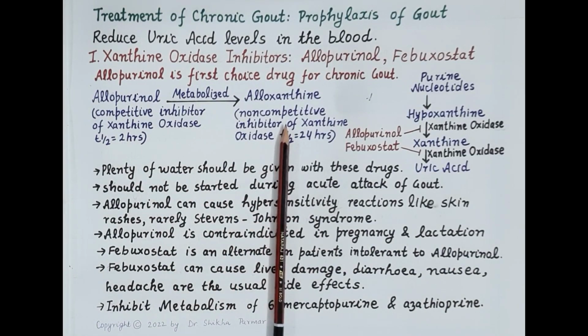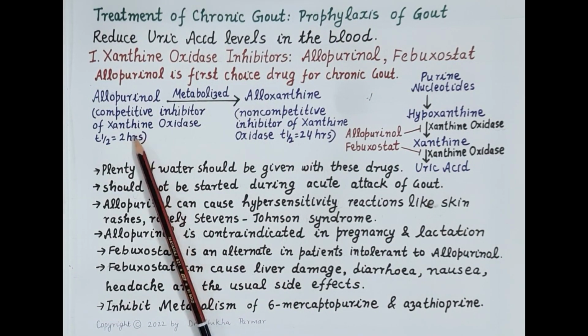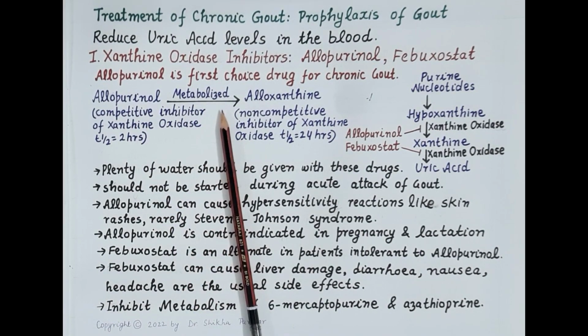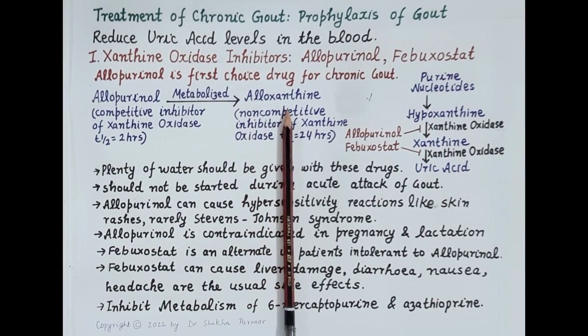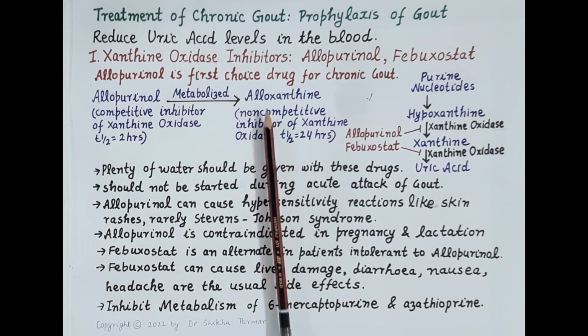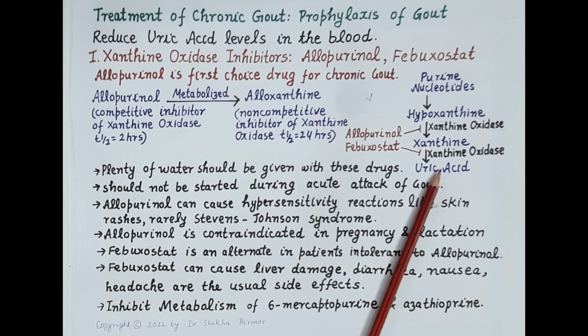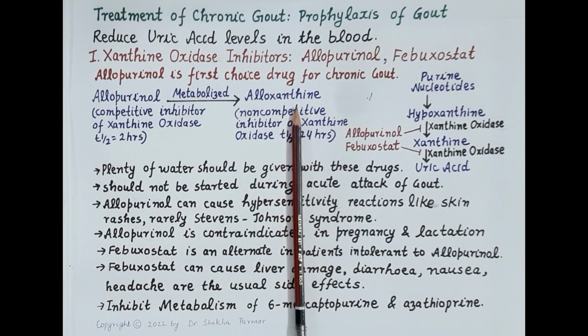Now look at this reaction. Allopurinol is a competitive inhibitor of the enzyme xanthine oxidase. The half-life of allopurinol is 2 hours. Allopurinol is metabolized in the body to alloxanthine. Alloxanthine is a non-competitive inhibitor of xanthine oxidase, so alloxanthine also reduces synthesis of uric acid in the body. Alloxanthine is primarily responsible for reducing uric acid in the blood.